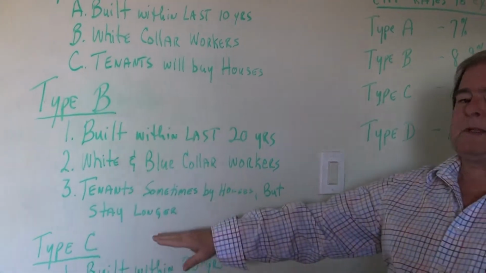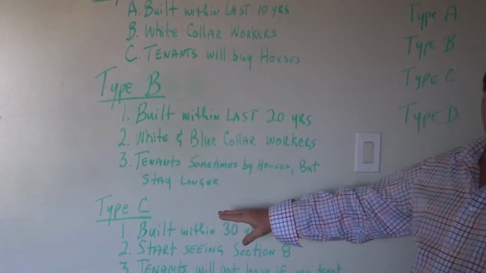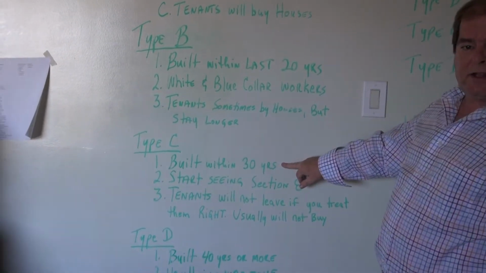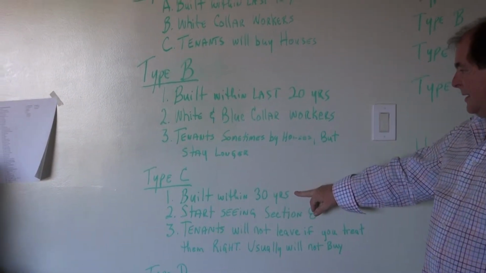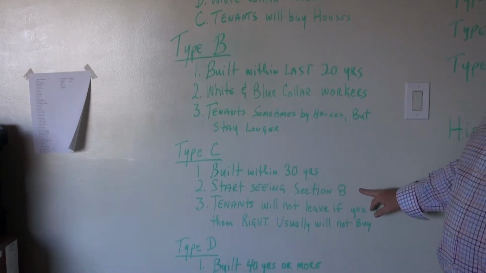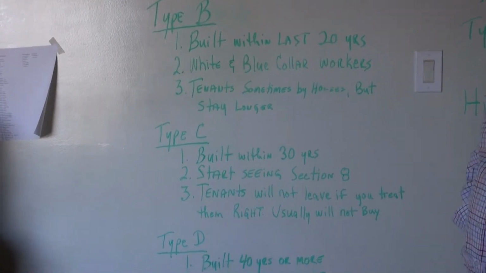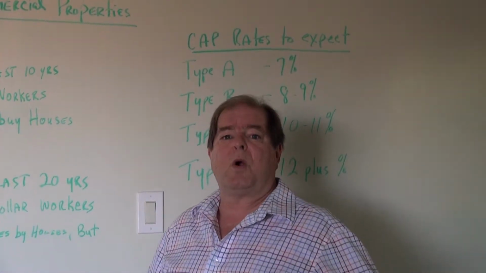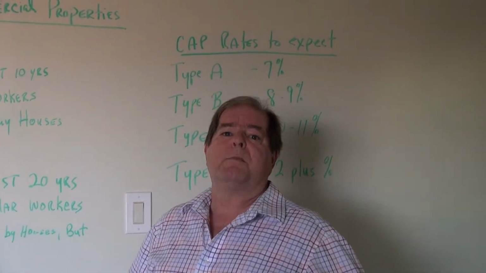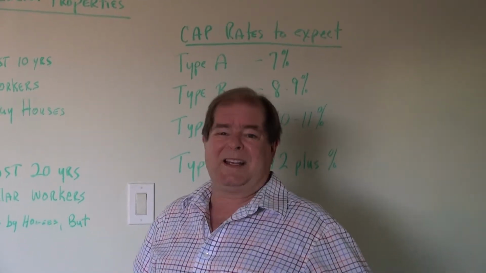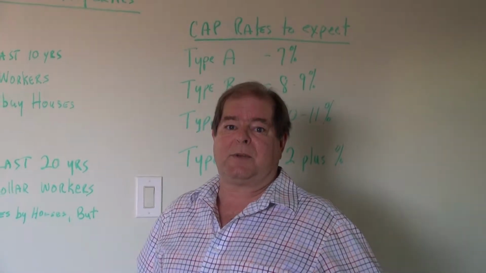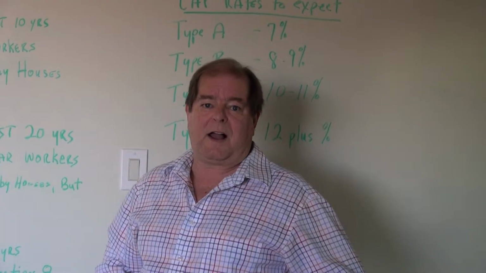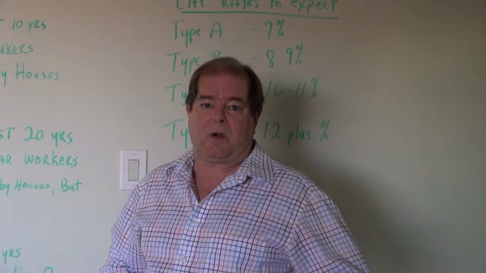Okay, down here is type C properties. These are a little more fix-up type properties. These are usually built in the last 30 years. That's why there's more work that needs to be done. Also, you can start seeing Section 8 tenants. What are Section 8 tenants for people who don't know? Section 8 is a program with the government where they will pay most of your rent, probably like 90%. You only have to come up with about 10% of it. Of course, you have to qualify for it. Both the property has to qualify and the tenant has to qualify.